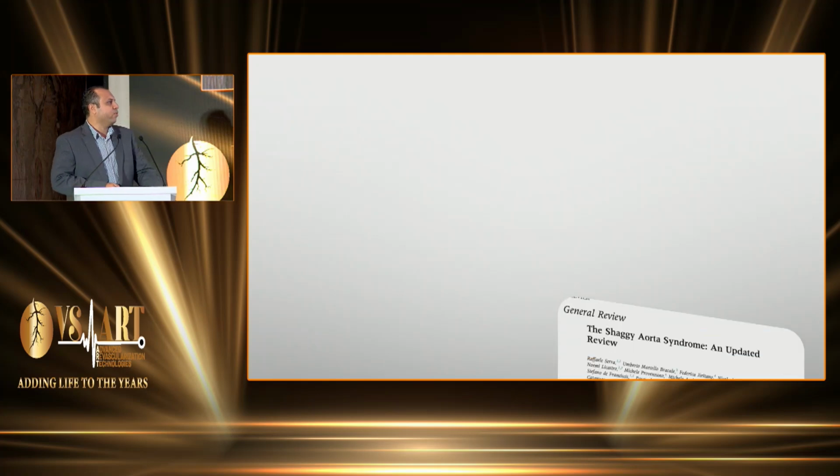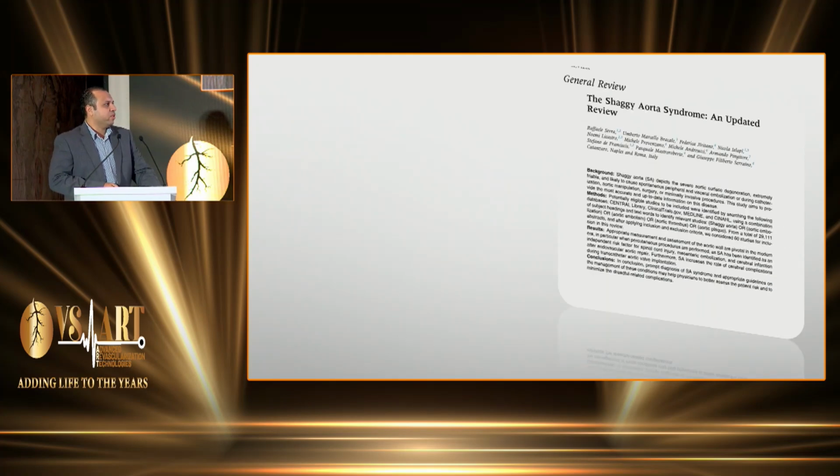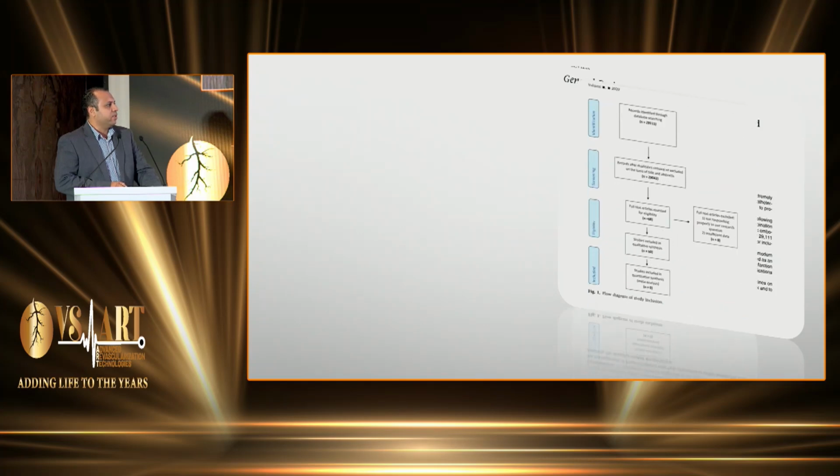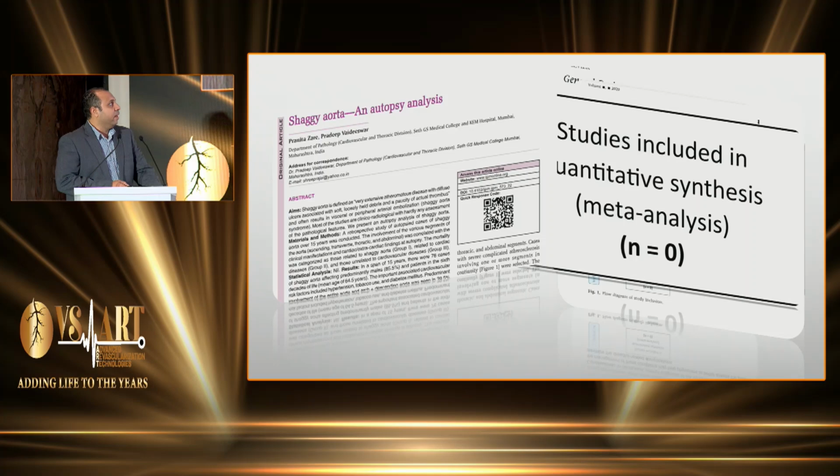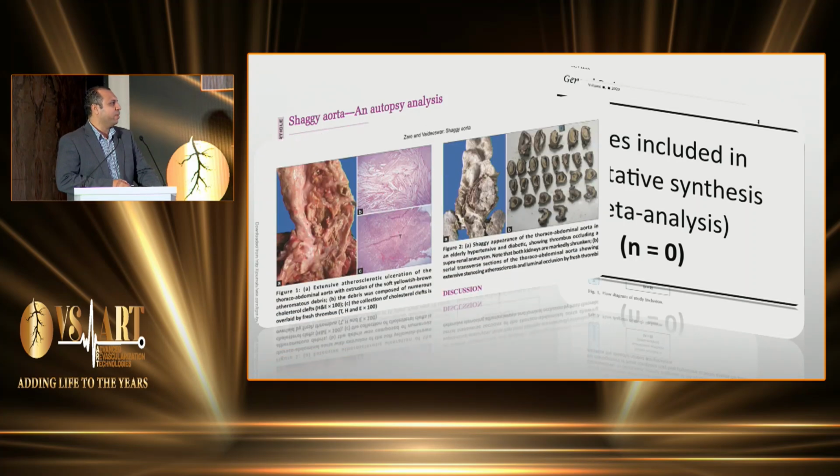So, looking through the evidence, there wasn't much in the guidelines. Actually, Shaggy is mentioned only once in the three guidelines that were published recently, and it says it might be a contraindication for fenestrated. So I went searching for more evidence and found this lovely systematic review and meta-analysis. I was frustrated to find that they concluded no studies were eligible, so nothing to talk about. And a lovely post-mortem paper with lovely pictures, but again, nothing to say about what to do with Shaggy Aorta.